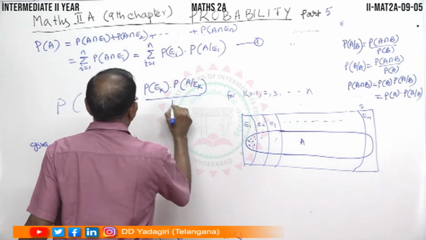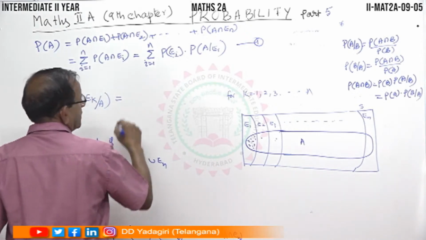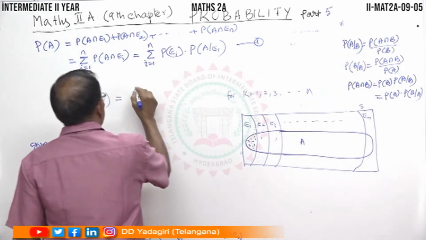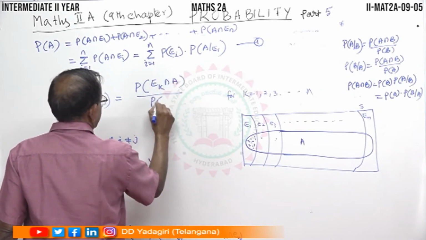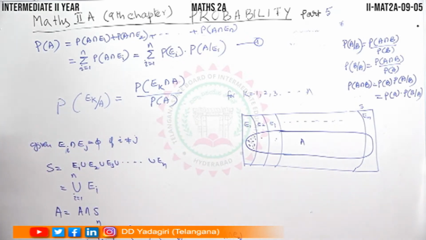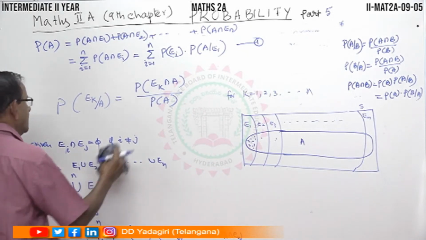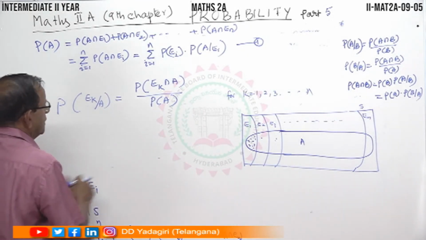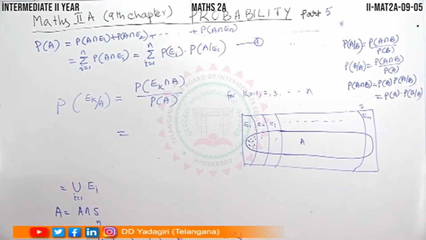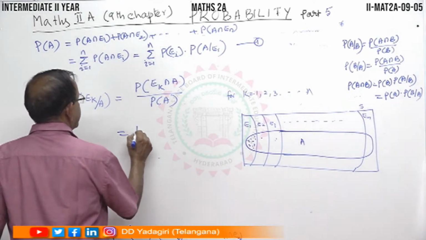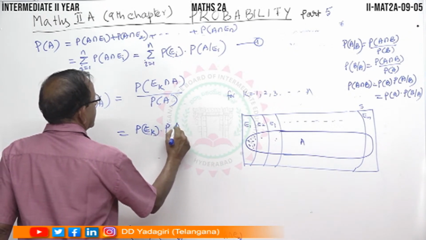By P of A. Sorry, this can be written as, first of all, P of Ek intersection A by P of A, by the formula we have to use. P of A given B is P of A intersection B by P of B. Now use this formula: P of A intersection B is P of B into P of A given B. So this is P of Ek into P of A given Ek.